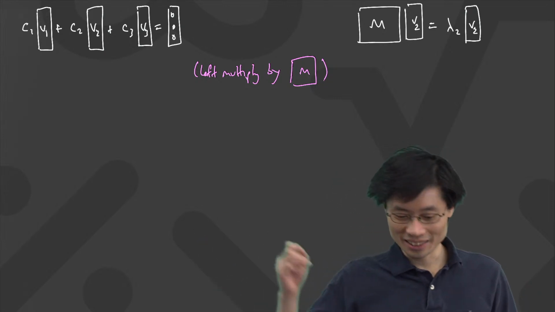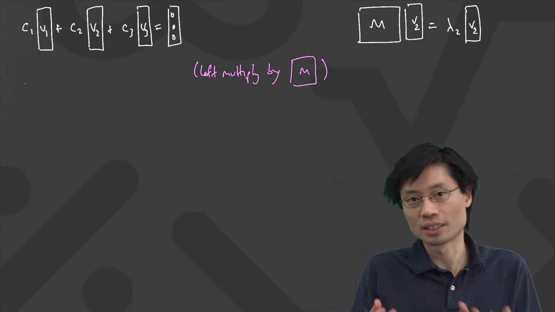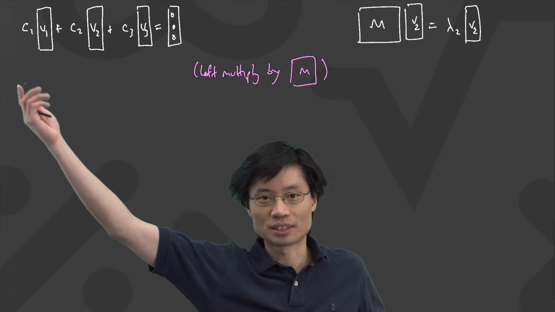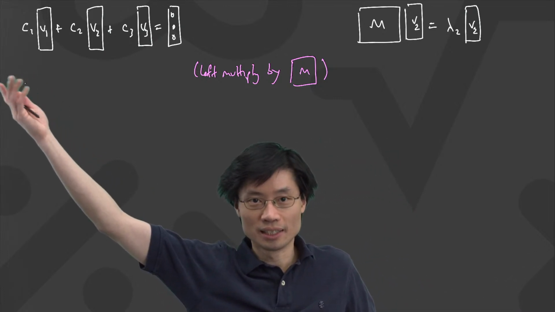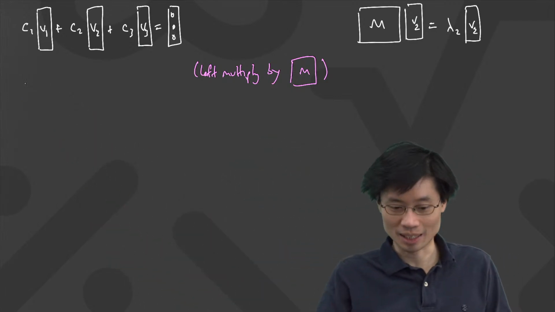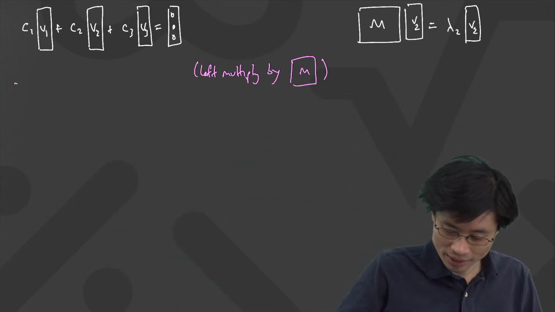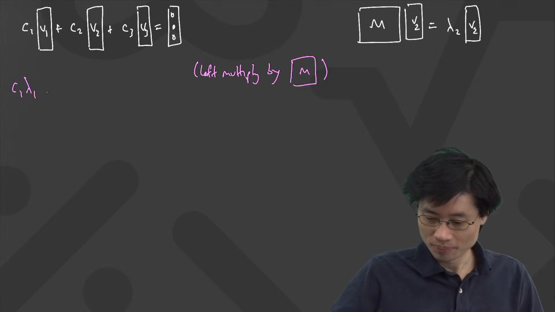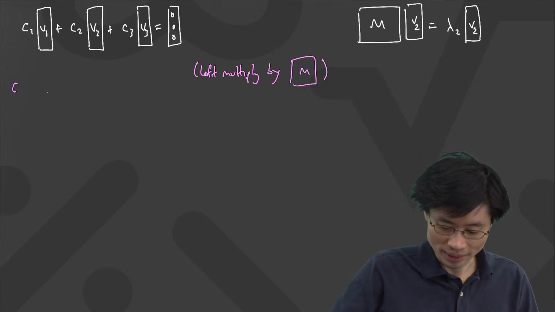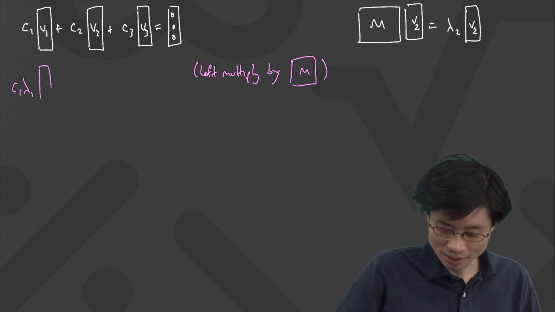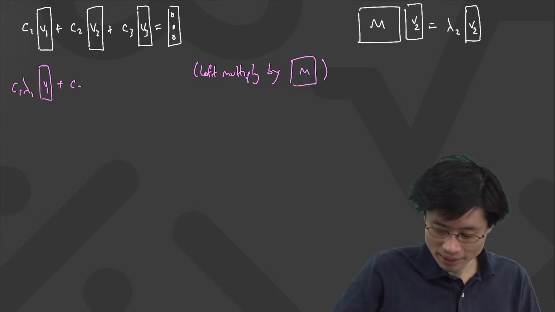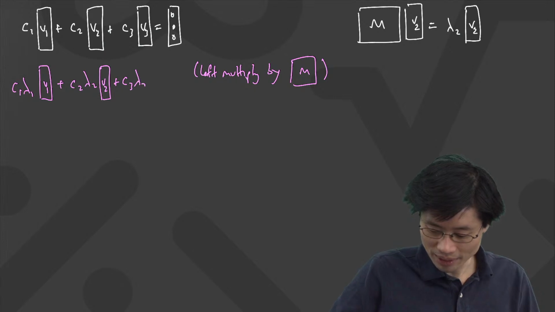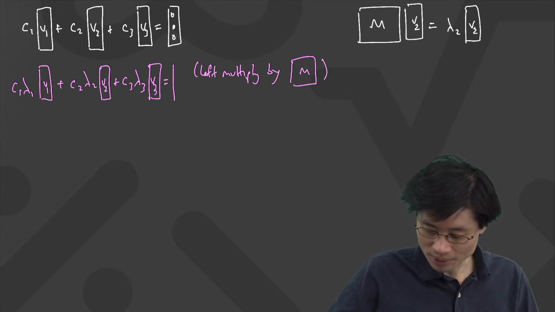If I do that, C1 is just a number. It's just like if C1 was 50, it's 50 times whatever happens when I take M times V1, which is lambda 1 times V1. So I'll just get C1 lambda 1 times this V1 plus C2 lambda 2 times this V2 plus C3 lambda 3 times this V3, and that's equal to 0, 0, 0.